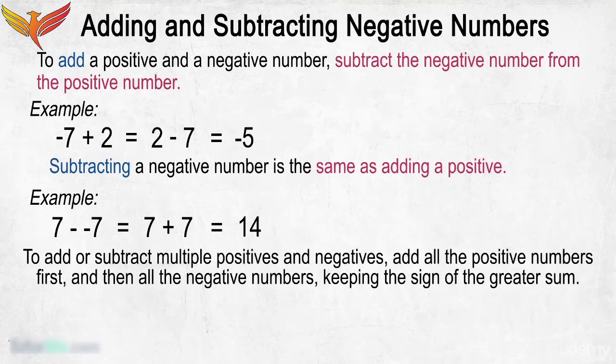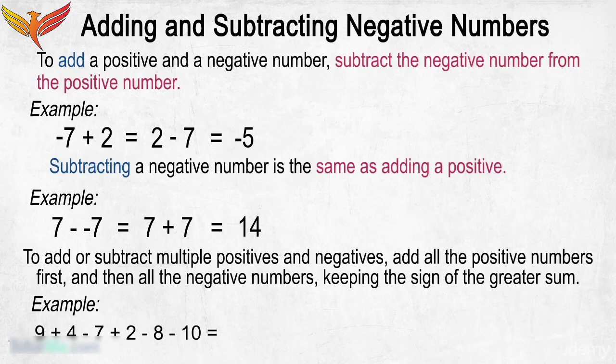When you have an equation with more than two numbers, you have two choices. First, you can simply solve left to right as you normally would. In this case, you'd work in this order. 9 plus 4, which is 13, minus 7, which gets you 6, plus 2, which gets you 8, minus 8, which is 0, minus 10, which leaves you with negative 10.